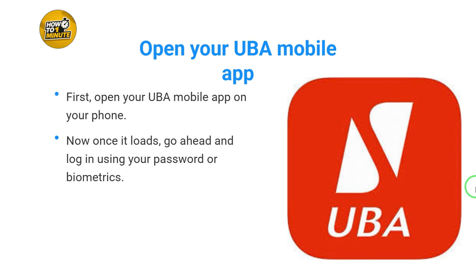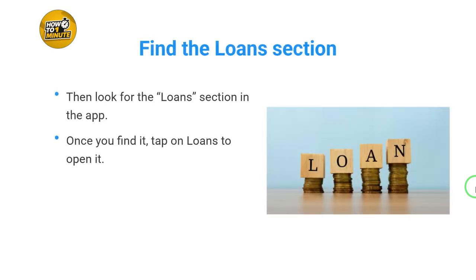Now once it loads, go ahead and log in using your password or biometrics. Then look for the Loans section in the app. Once you find it, tap on Loans to open it.